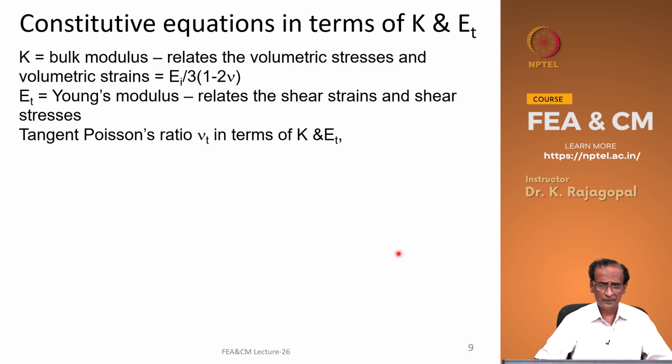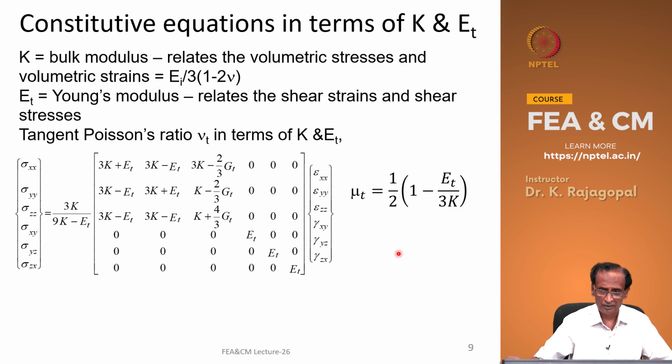And there is another method of forming the constitutive matrix in terms of bulk modulus and Young's modulus. Instead of the shear modulus, we can directly formulate in terms of Young's modulus, and this is the equation, the constitutive matrix in terms of our bulk modulus and the Young's modulus. The tangent Poisson's ratio is 1/2 of 1 minus E by 3K, and at the yield limit our E could be very small, and so at that stage our Poisson's ratio will tend towards 0.5. Okay.